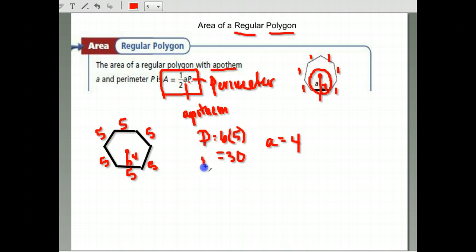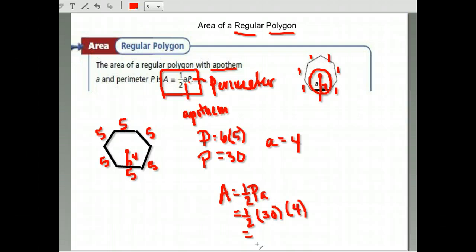Okay, so now we have both parts. We have the perimeter and the apothem. We go ahead and calculate it. So the area is 1/2 of 30 times 4. And all we have to do is multiply that out. If you're not comfortable with 1/2, just do the 30 times 4 and then divide by 2. Okay, when you do that, you should get about 60.